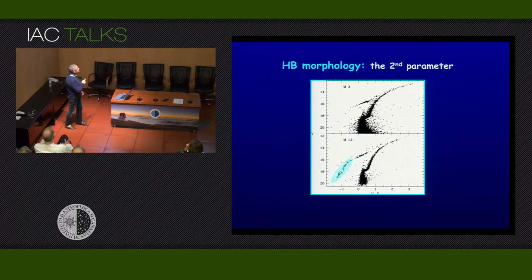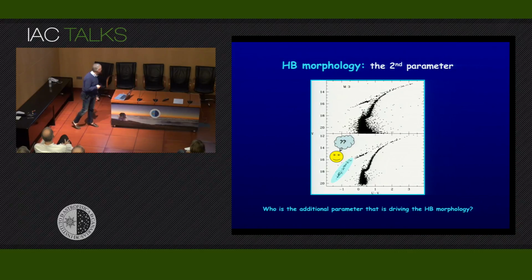Let me say that the metallicity is the first parameter governing the morphology of the horizontal branch. We know this since our study of stellar astrophysics. Increasing the metallicity, the redder becomes the average color of the horizontal branch. So, why do we have clusters with exactly the same metallicity, high-resolution spectroscopy confirms this, but with such different horizontal branch morphology? This was, in essence, the second parameter problem. What is the additional parameter that is driving the horizontal branch morphology?